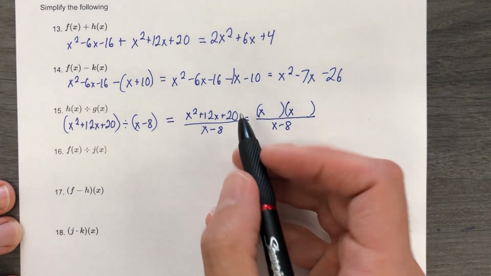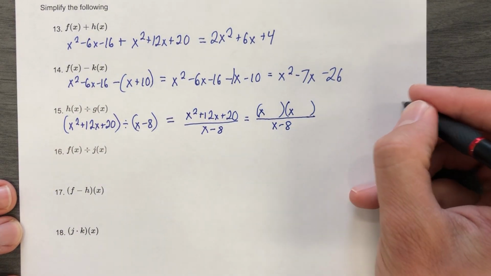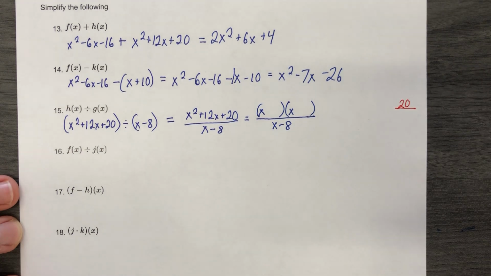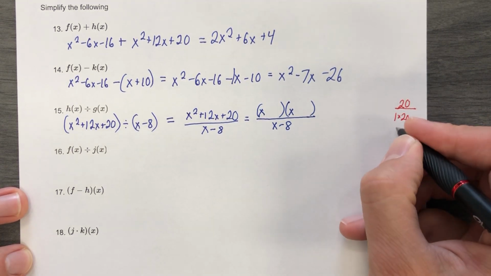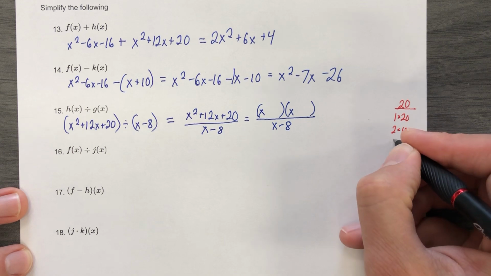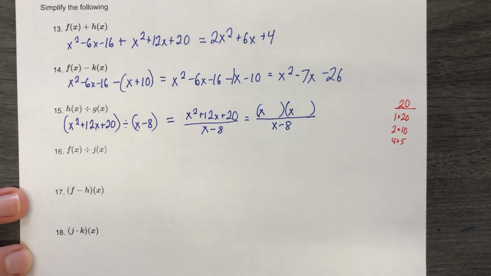Now I gotta think, okay, two numbers multiply to give me 20. So let's come over here and start thinking of what they could be. Two numbers multiply to give me 20. Well, that could be 1 times 20. It could be 2 times 10. It could be 4 times 5. And those are my only options unless we start playing with fractions, and we're not gonna do that. Fractions, decimals, craziness. Let's not.